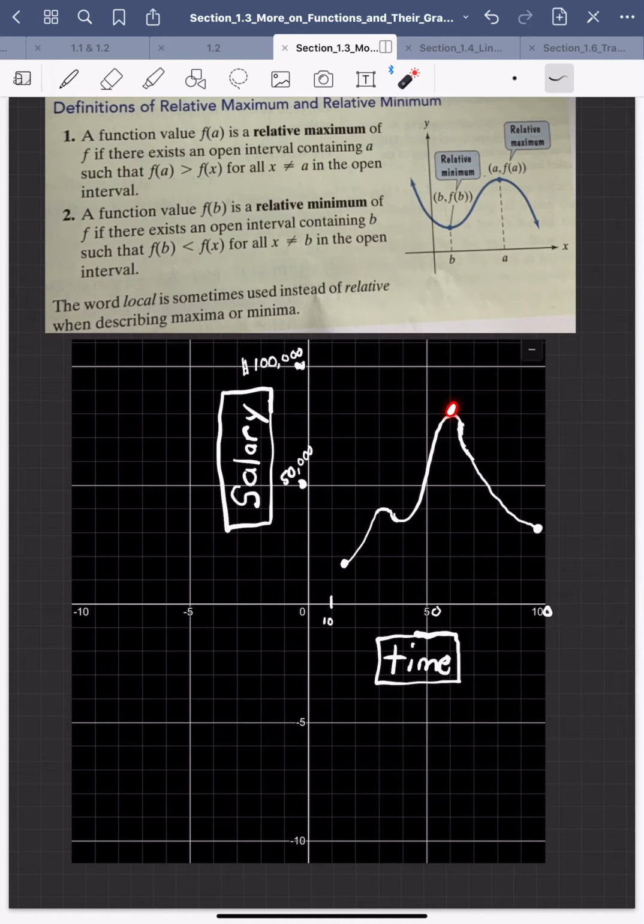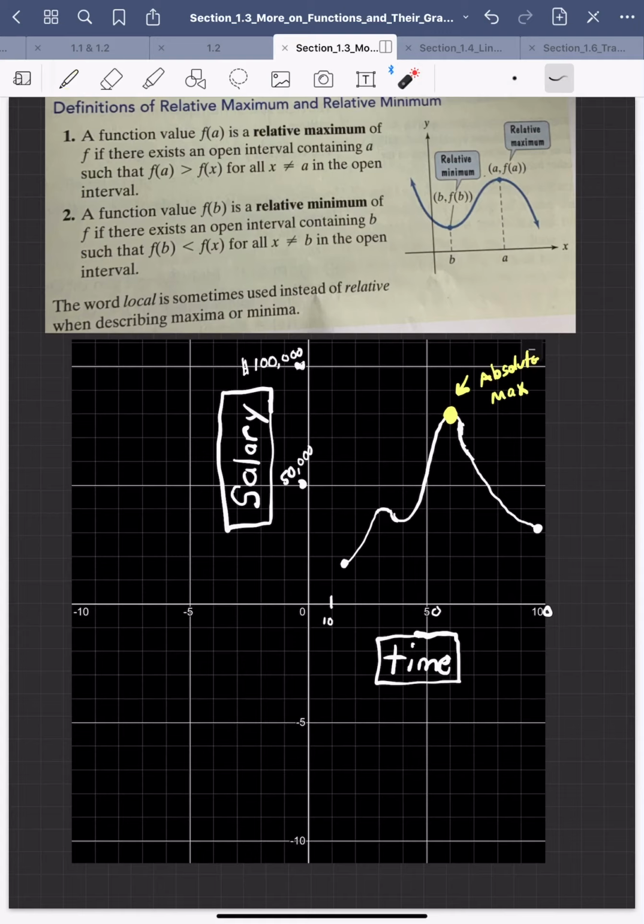Now let's give this some mathematical terminology. So the language that we're going to use is what we call an absolute maximum or a relative maximum. Let's start with the easy one. Let's start with the absolute maximum. So like I was just saying, you and I think we can agree that this point right here was the absolute maximum salary that this person had ever made in their life.